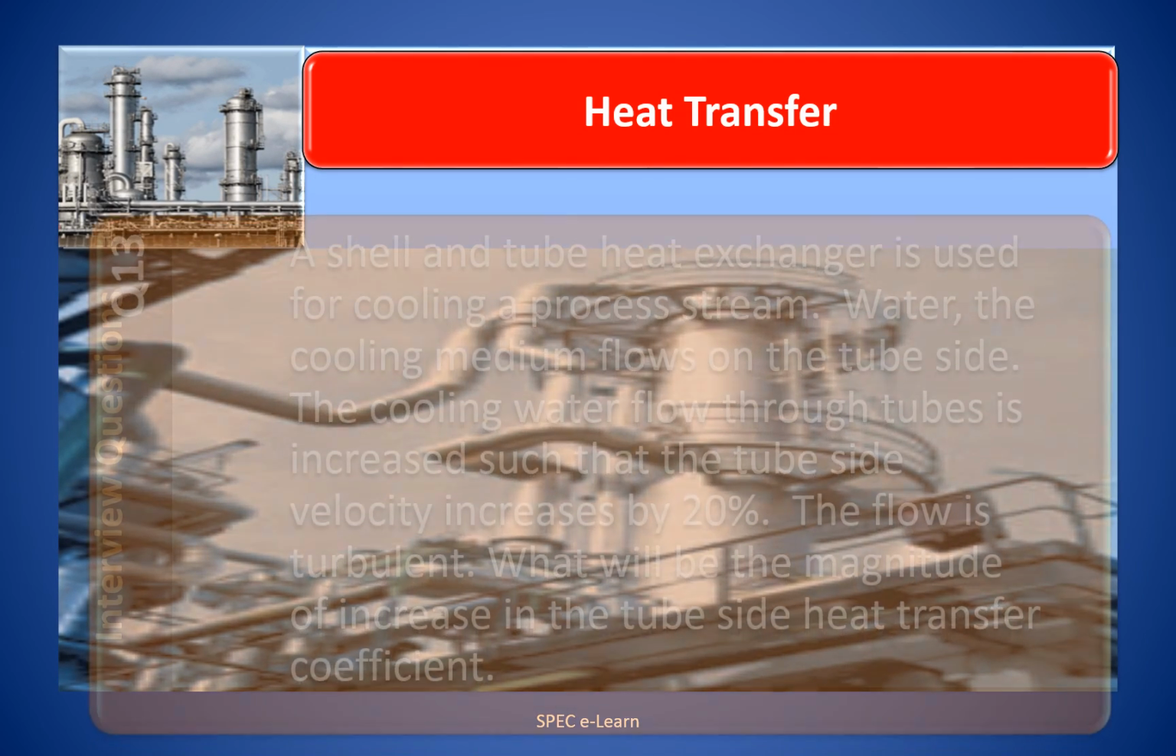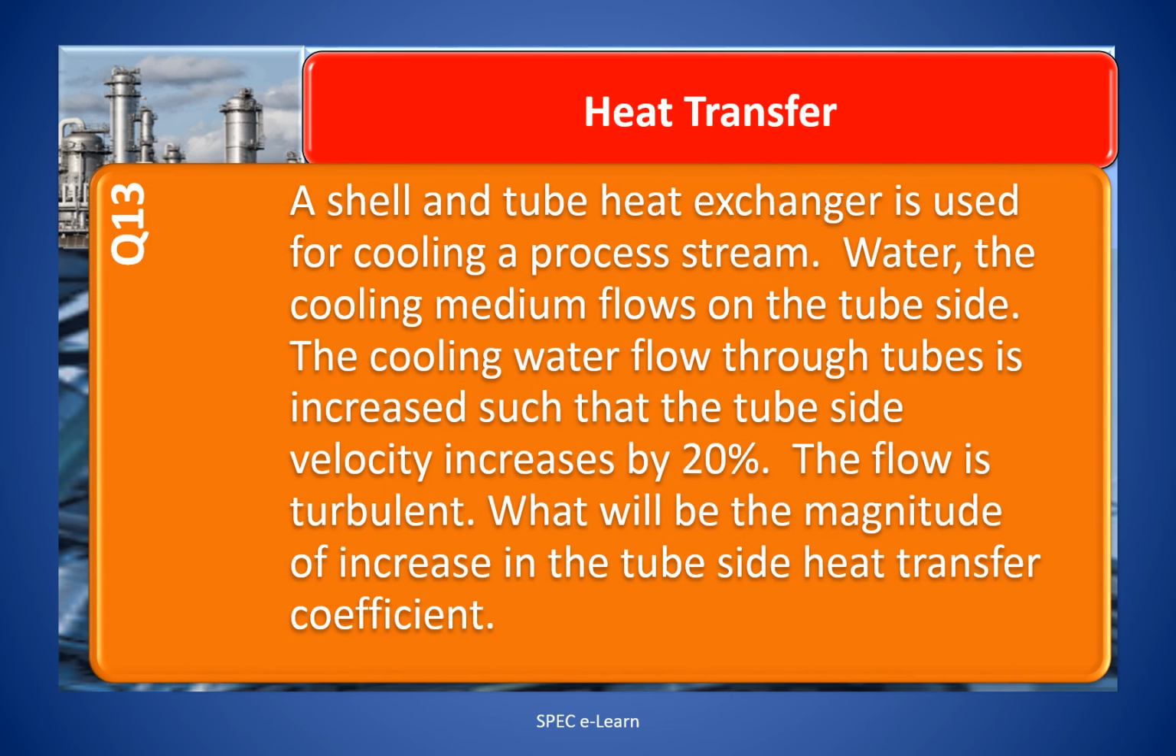Question number 13. A shell and tube heat exchanger is used for cooling a process stream. Water, the cooling medium, flows on the tube side. The cooling water flow through the tubes is increased such that the tube side velocity increases by 20%. The flow is turbulent. What will be the magnitude of increase in the tube side heat transfer coefficient? Your time starts now.